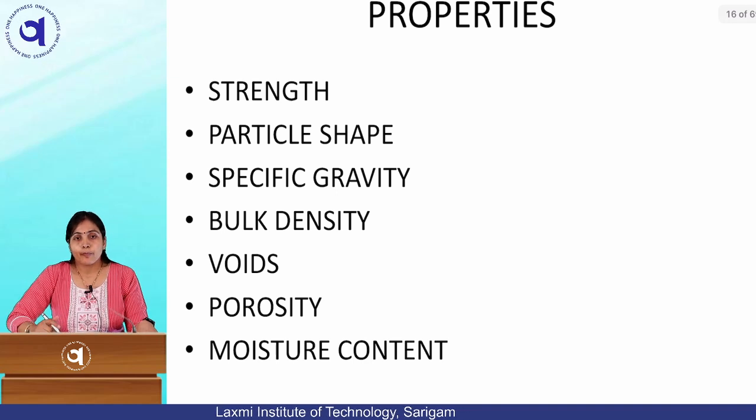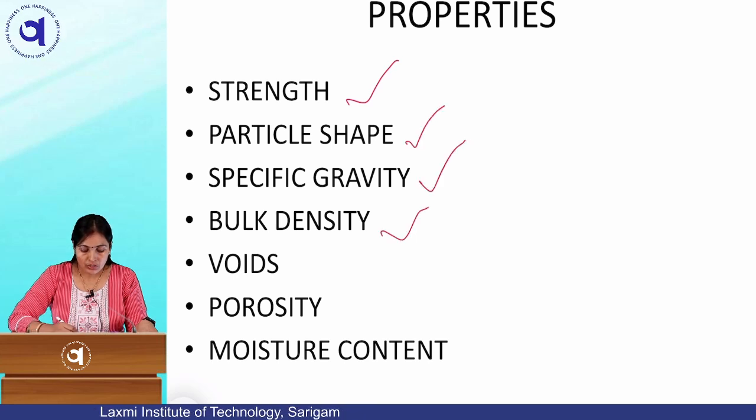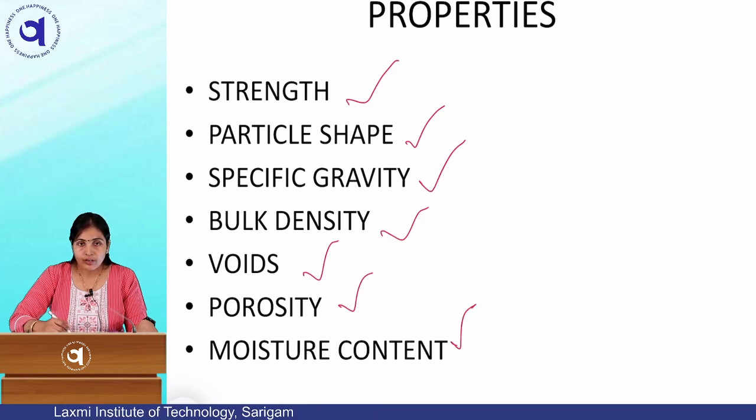Now, these are the properties of aggregate. We have various properties of aggregate like strength, particle shape, specific gravity, bulk density, voids, porosity and moisture content. All this we are going to learn one by one.